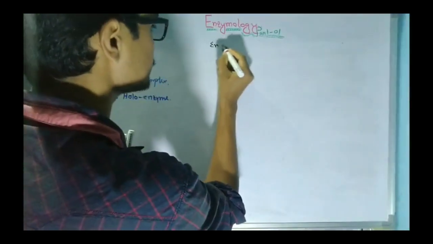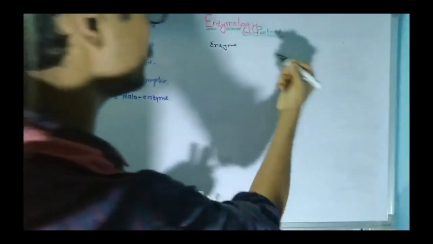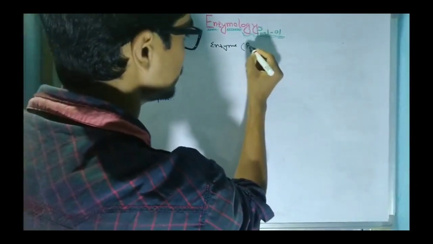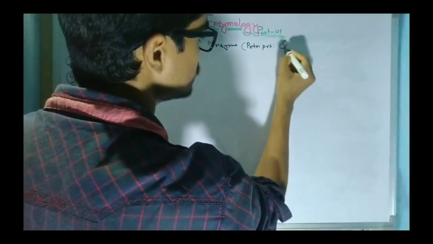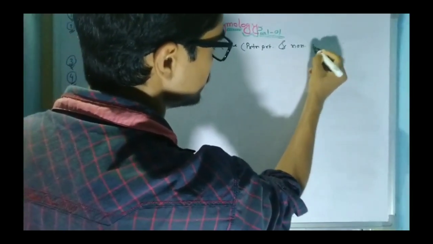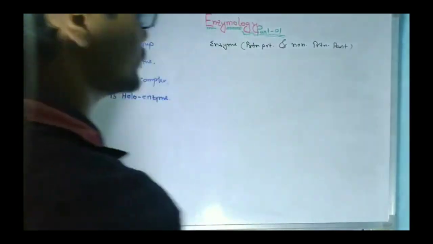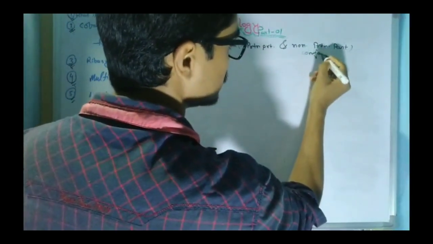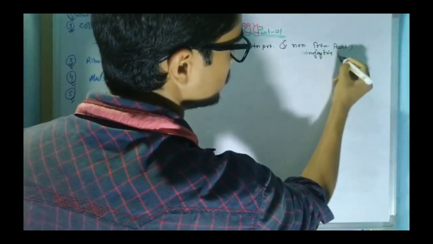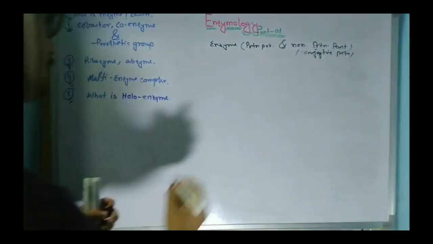If you remember, I've said that an enzyme consists of a protein part and also a non-protein part. This non-protein part is also known as the conjugative protein part. This is about the protein part and the non-protein part.